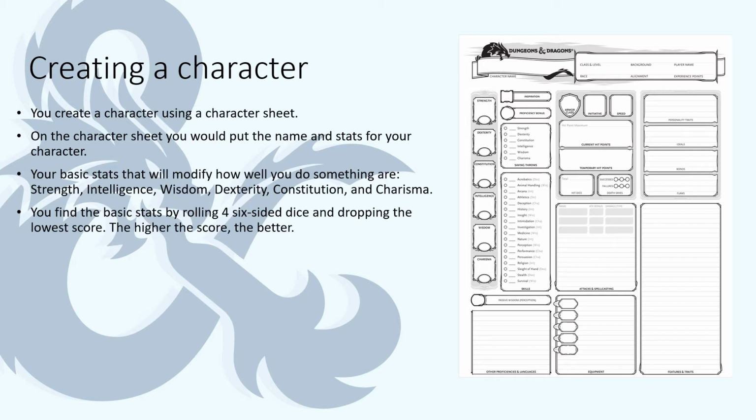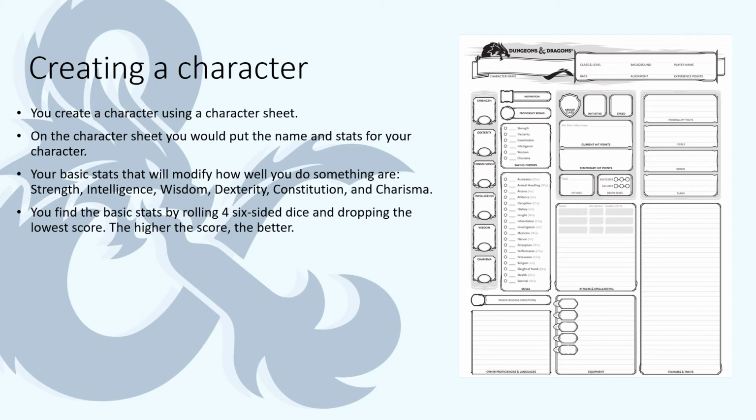Before you can start playing D&D, you will need to create a character. You do this by making a character sheet. On the right is a picture of a character sheet where you would put the name and statistics of your character. The basic stats that will modify how well you do something are strength, intelligence, wisdom, dexterity, constitution, and charisma. You would find these 6 basic stats by rolling 4 6-sided dice and not using the lowest score. You will then add together the 3 remaining scores. The higher the score you get, the better.